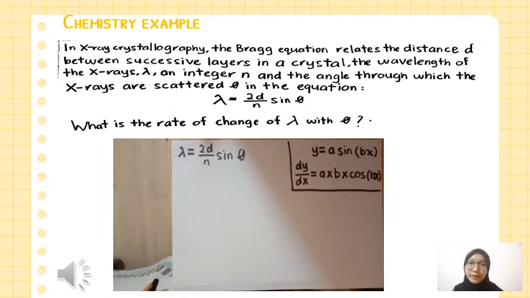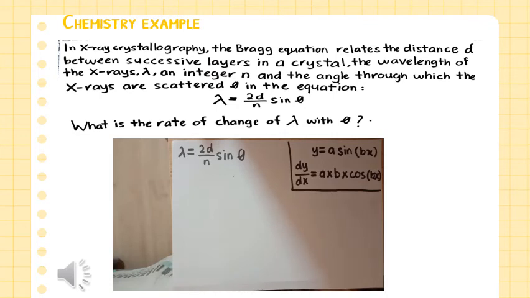Now let's move to the next example of trigonometry differentiation. In X-ray crystallography, the Bragg equation relates the distance d between successive layers in a crystal, the wavelength of X-rays lambda, an integer n, and the angle through which the X-rays are scattered theta, in the equation lambda equals 2d over n sin theta. What is the rate of change of lambda with theta?